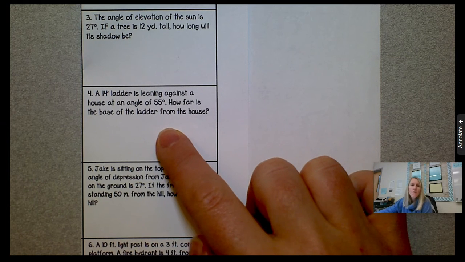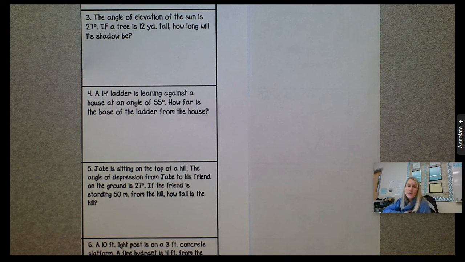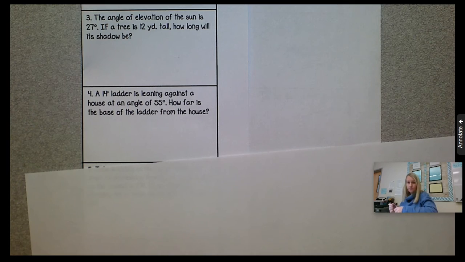So 4 is right here. A 14-foot ladder is leaning against a house at an angle of 55 degrees. How far is the base of the ladder from the house? So we had seen one like this last week, but once again, if you're not remembering these off the top of your head, I'm not judging you. So I will help you with this setup.